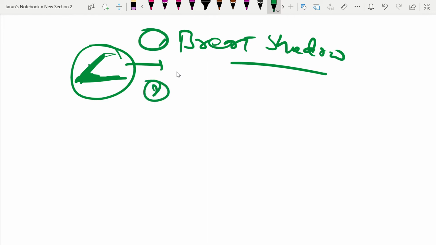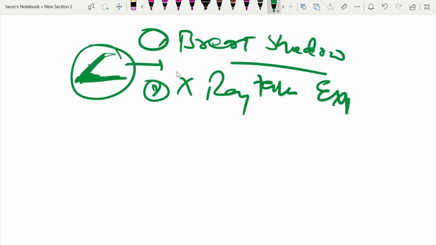Then it could be due to an X-ray taken in expiration. That is the possibility again. Then third is basal pneumonia in the elderly.